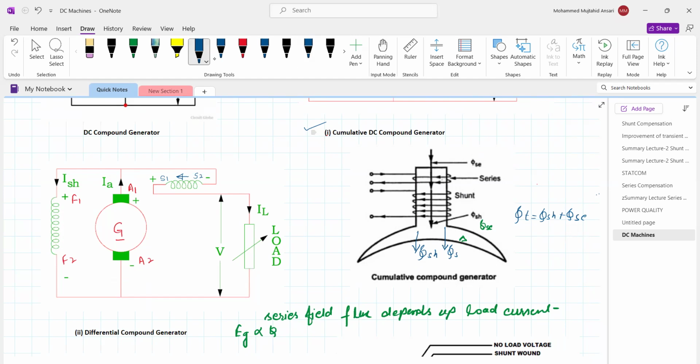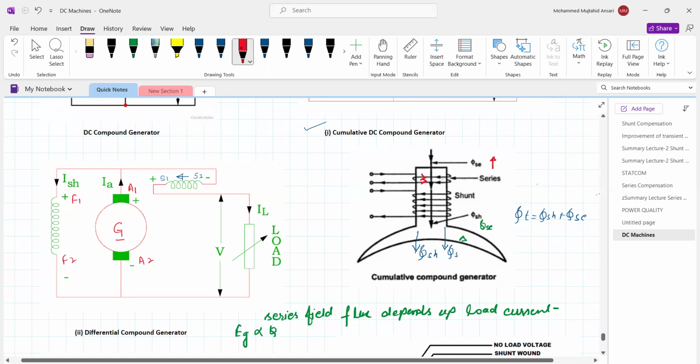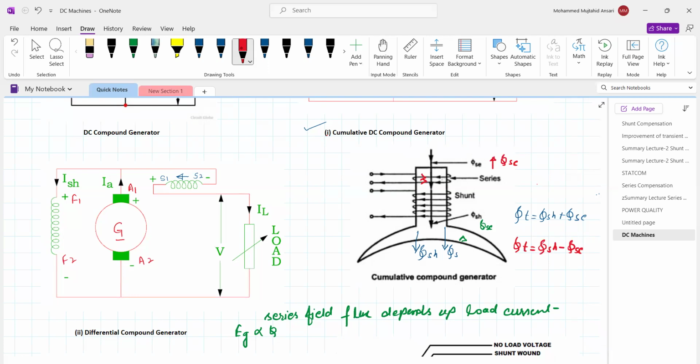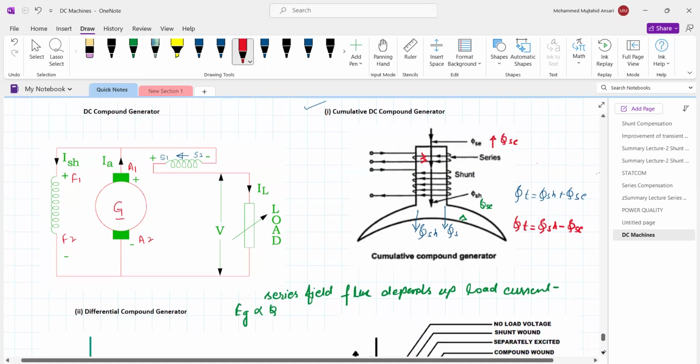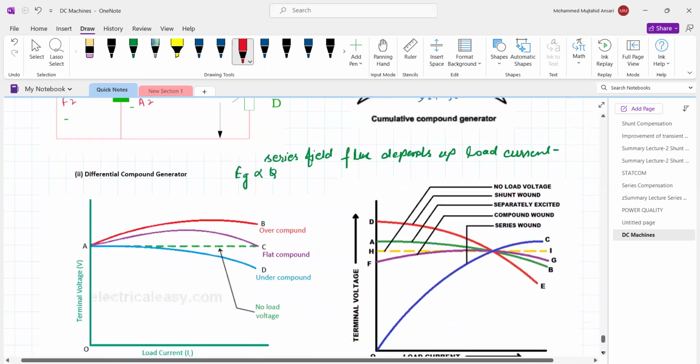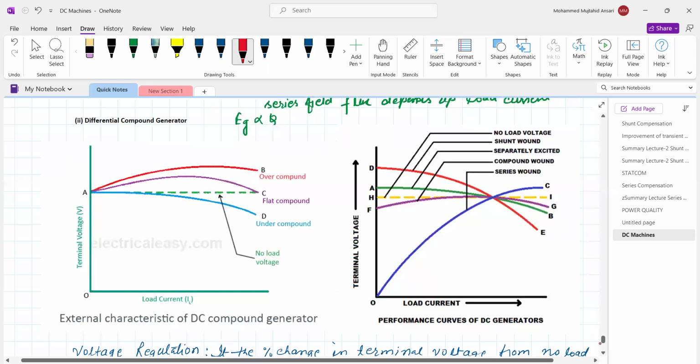Now, if the direction of current in the DC series field winding is reversed, what will happen? The shunt field flux is as it is, only the flux created by the series field winding, phi_SE, is opposite, and therefore the total flux phi_T is equal to phi_SH minus phi_SE. Now here the total flux over the periphery of the armature reduces, therefore the EMF generated also reduces, and hence the external characteristic. So this is the external characteristic of the DC compound generator.